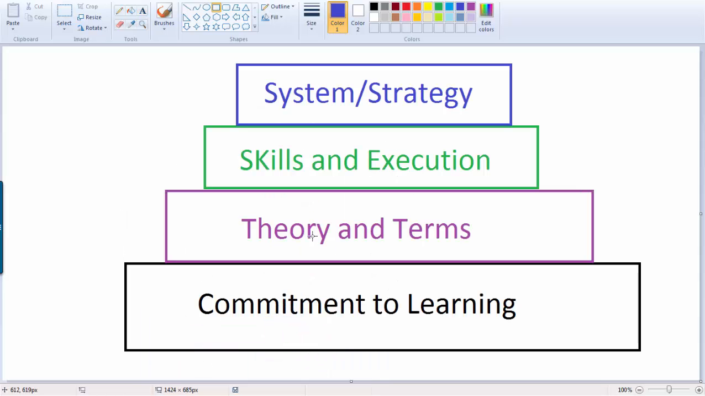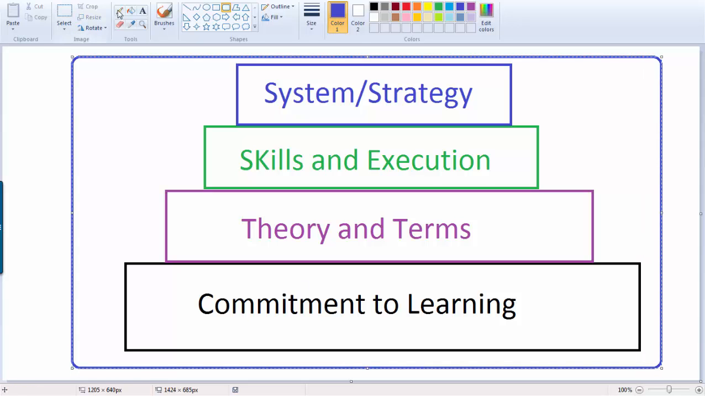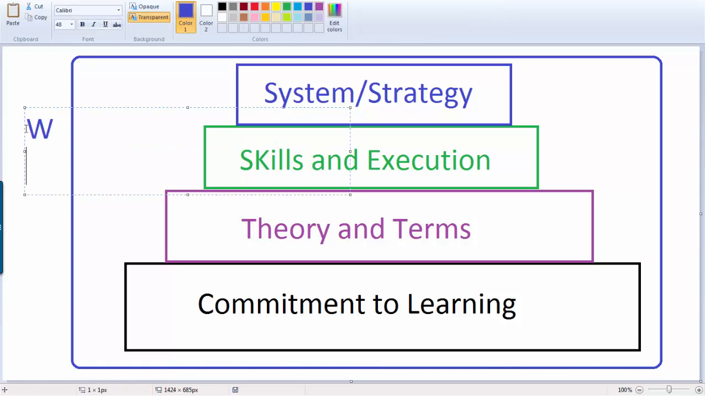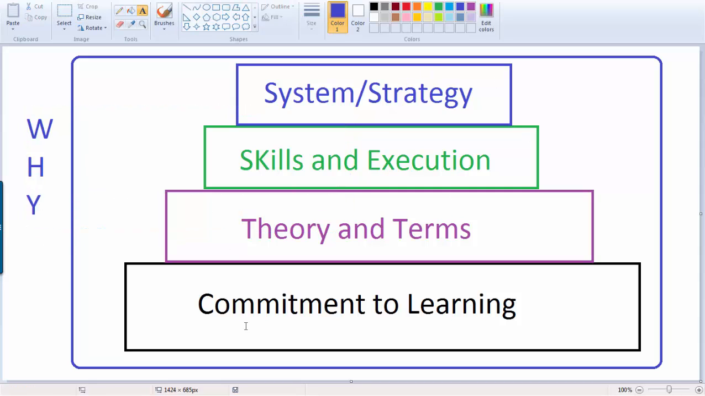Now let's talk about this, because all of this is encompassed by the idea of why. Why exists outside of it. Okay? It really does. W-H-Y. Why exists outside of the systems, the skills, the theory, the commitment. It does directly apply to your commitment. These two things are tied together. So when you start with why, when you're motivated by why, when you remind yourself of why every single day, your commitment's going to be there, and it will domino you through the other challenges that you face.